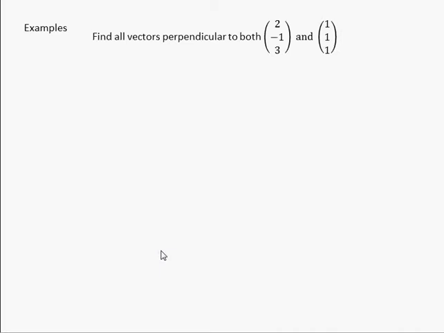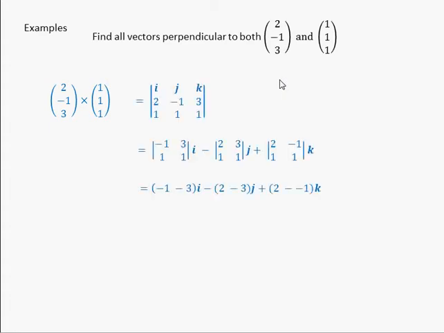Here's a second example. Find all the vectors parallel to both of these. I said parallel, I meant perpendicular. Perpendicular, so you know that the cross product is perpendicular to both of them, so let's find the cross product. Okay, same determinant method, that's our answer. So that's one vector that is perpendicular to both of them.